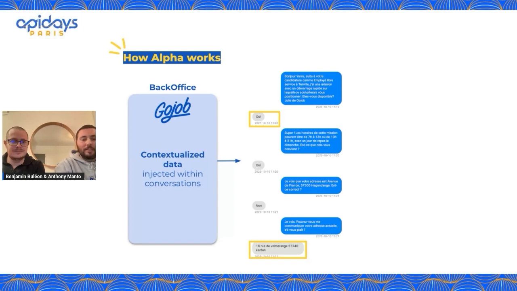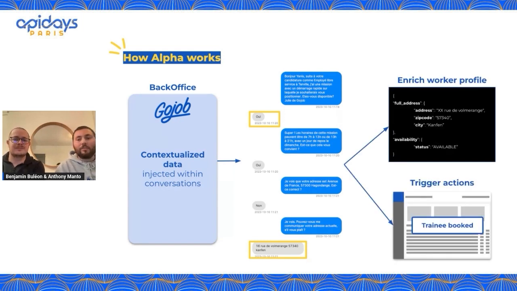We also ask Alpha to understand when the conversation is ended. And when it's the case, we designed two behaviors. The first one is that we want to enrich our worker profile. For example, when we get the address of a trainee in a conversation, we can take it and update it in our worker profile. And the second one, we can trigger some action.